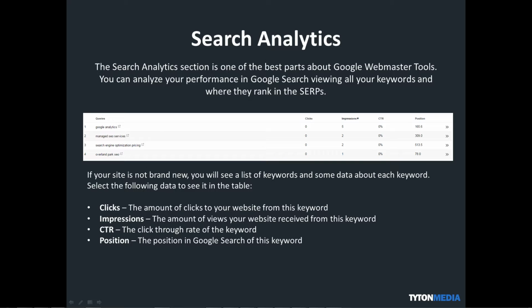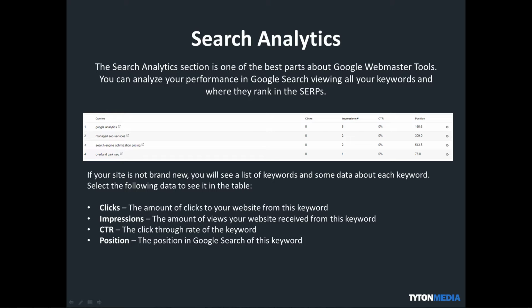And in the table, you can see clicks. That's the amount of clicks that you've received from Google for that certain keyword. And impressions is the amount of views that your listing received. So, for example, if you look at our photo here of some of our rankings from a long time ago, if someone searched for analytics and they happen to view our site but not click on it, then we would get 1 impression.